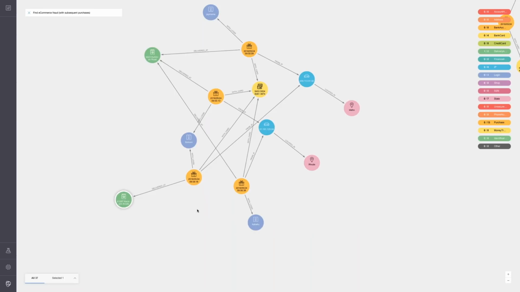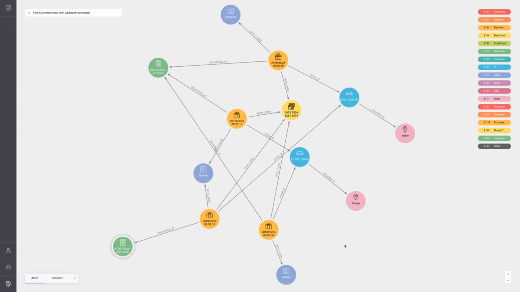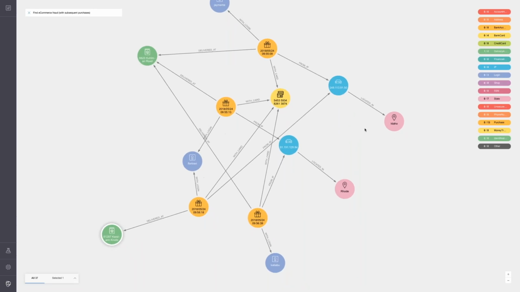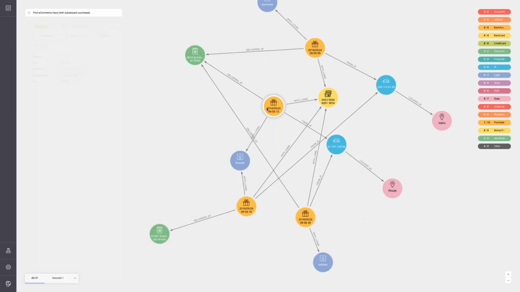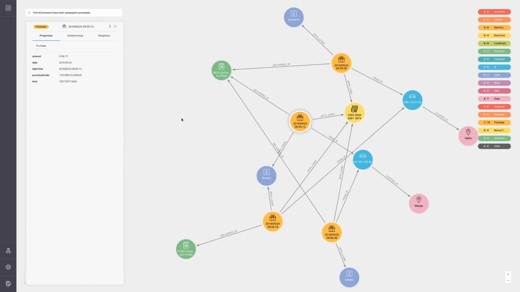So it's quite a visual way to perform your investigation. Very easy for a non-technical user to be able to use, as long as you understand the domain and a little bit about the data model. It can be quite easy to visually explore the graph and look for patterns without having to know any code.